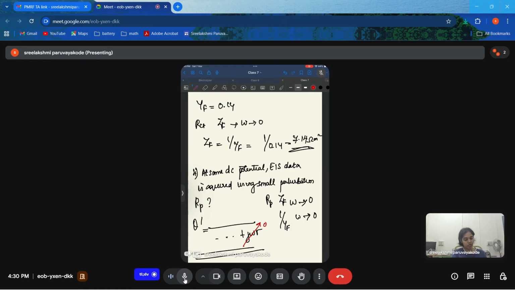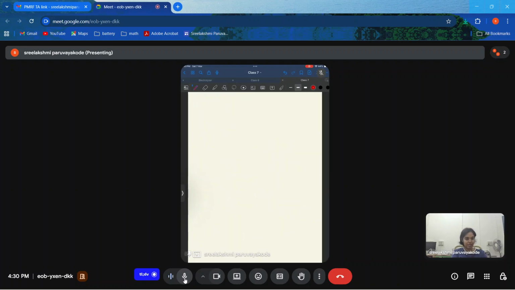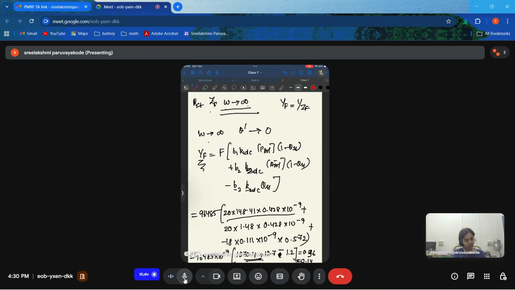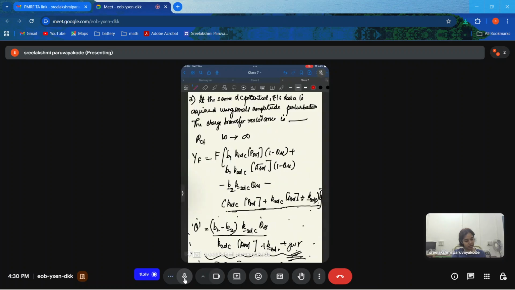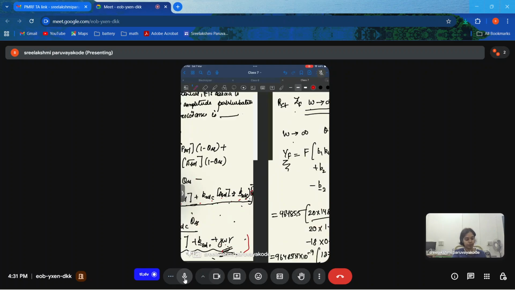So how do you proceed with this question? It is the same, except that you will have an additional term. Which additional term? Earlier we said this theta dash term tends to 0. But here this theta dash exists, except that j omega gamma is 0. So this theta dash value comes in that YF equation, K1 DC P solution plus K2 DC A solution plus K minus 2 DC term, along with that into theta dash. When we found RCT, we did not consider this part. But when we are finding the RP value, from this part till this much you need to consider.